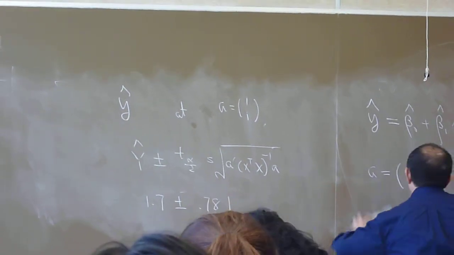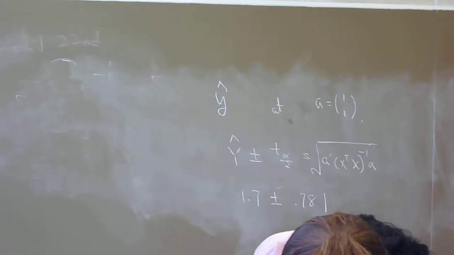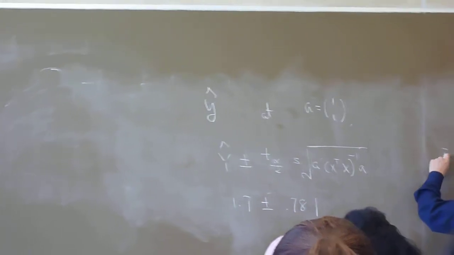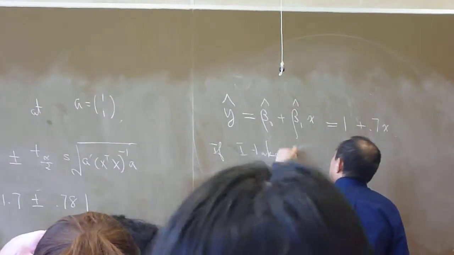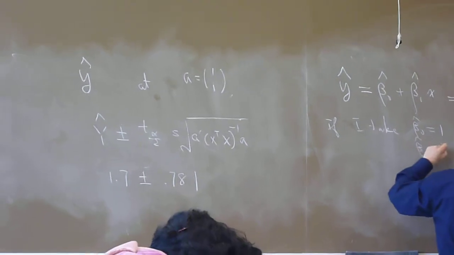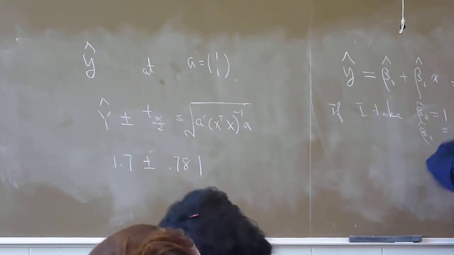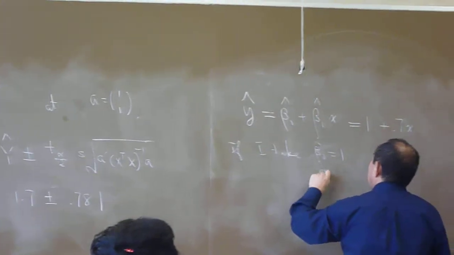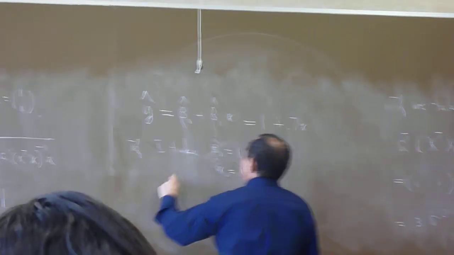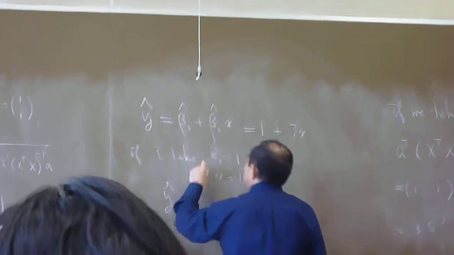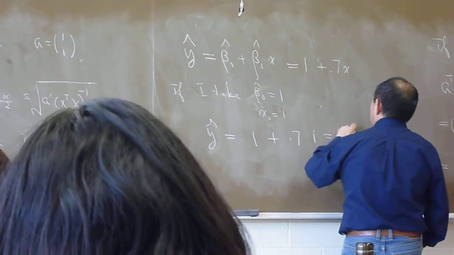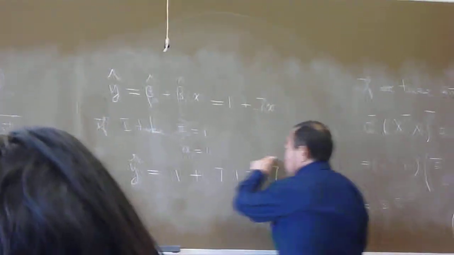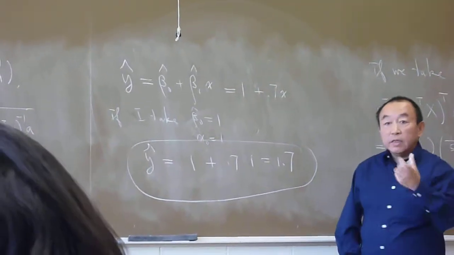So what is the predicted value? What I meant is this. If I take beta 0 equal to 1, beta 1 equal to 0.7, x equal to x0 equal to 1, then y hat will be equal to 1 plus 0.7 times 1, which is equal to 1.7. So this is your predicted value at the particular point.